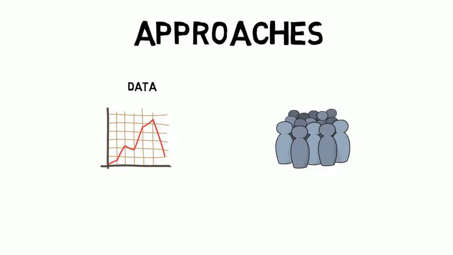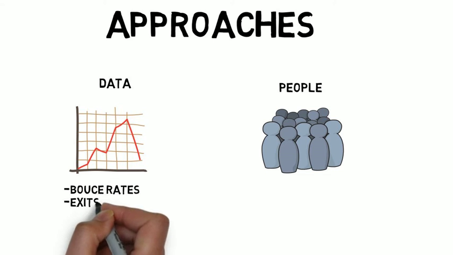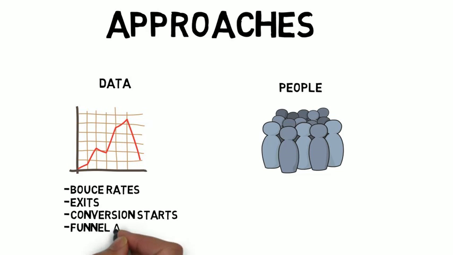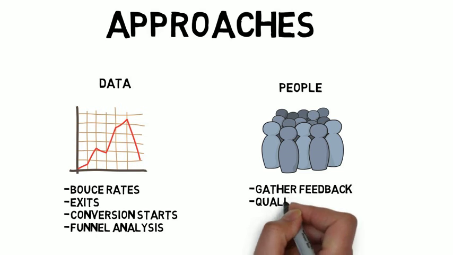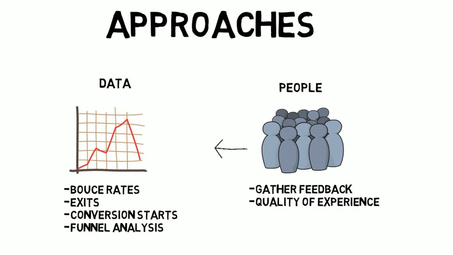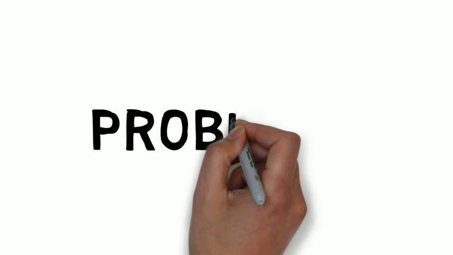So when attempting to find what you should test, there are two common approaches you could take, the data approach and the people approach. The data approach uses statistical data like bounce rates, exits, and conversion starts, and often uses tools such as Google Analytics. The people approach employs tools such as Qualaroo to gather user feedback. These are all about addressing the quality and experience on your site or specific pages. Your most effective hypothesis will come from combining both of these data types together.